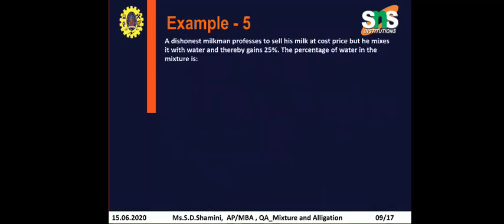And your next example: a dishonest milkman professes to sell his milk at cost price, but he mixes it with water and thereby gains 25%. The percentage of water in the mixture is: 4%, 6%, 2%, 20% and 25%.